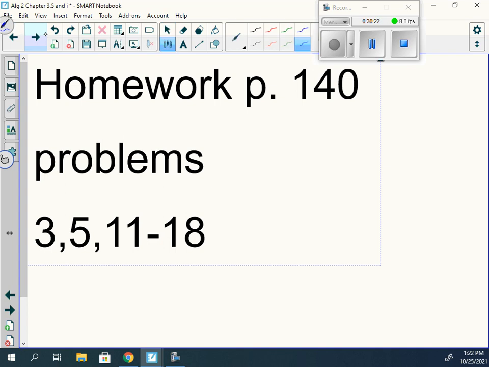11 through 18, you're finding the value of c as well as the set of parentheses squared. Those are the two main things you're finding. And that is it.